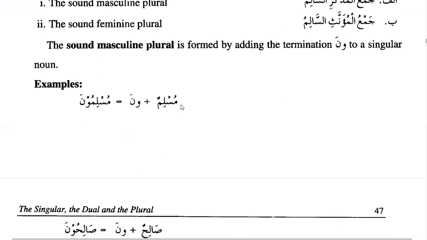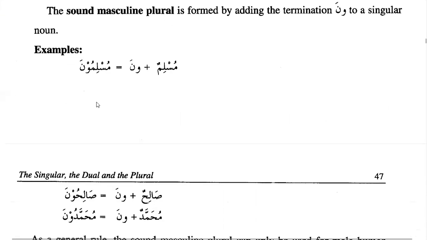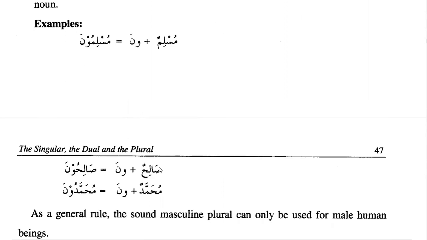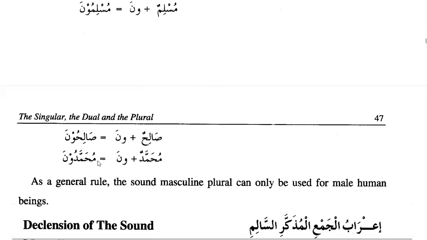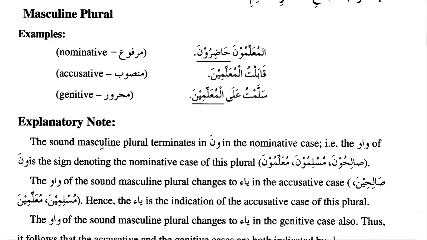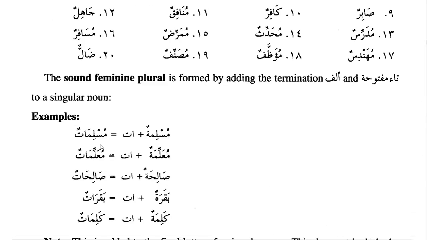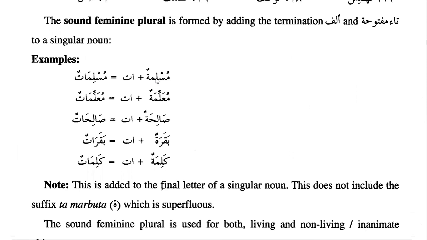Like you see, Muslim will remain Muslim in the plural also. We see the original word here. Saleh, we see the original form here. So this means this is Jamu Salim. Muhammad, original form is retained here. So it is Jamu Salim. Like Muslima. So the original word of Muslim is retained here, so it is Jamu Salim. Muallim is retained here, so it is Jamu Salim. Saliha is retained here, so it is Jamu Salim.